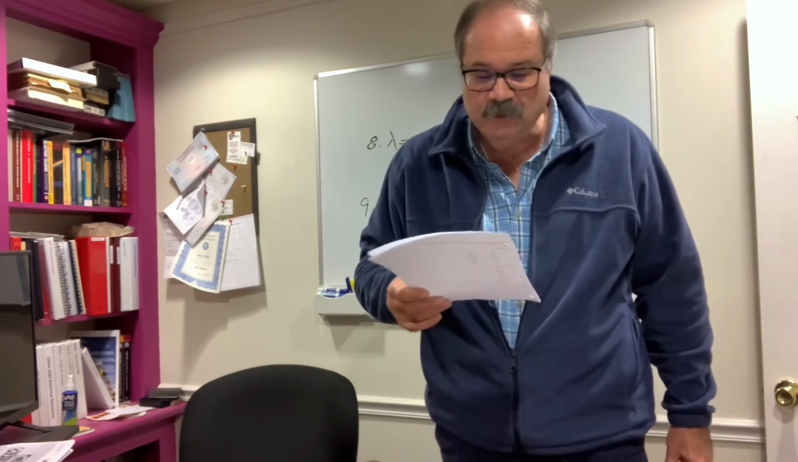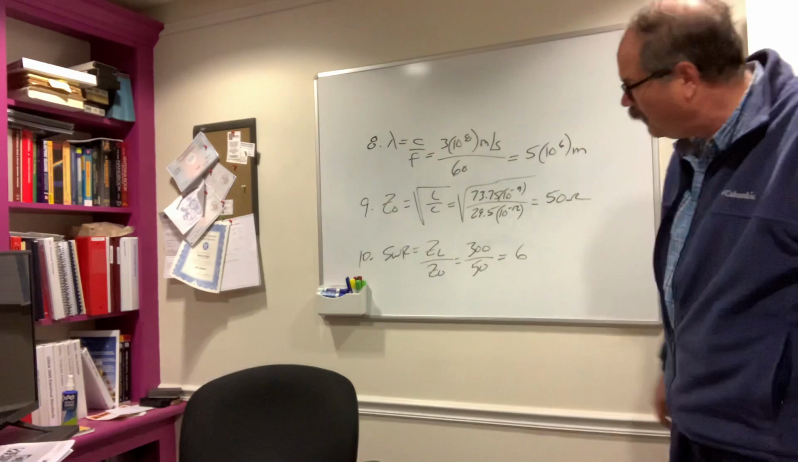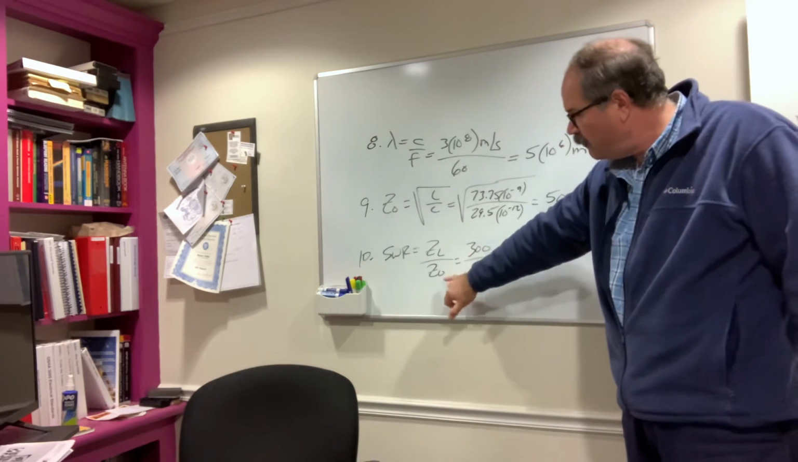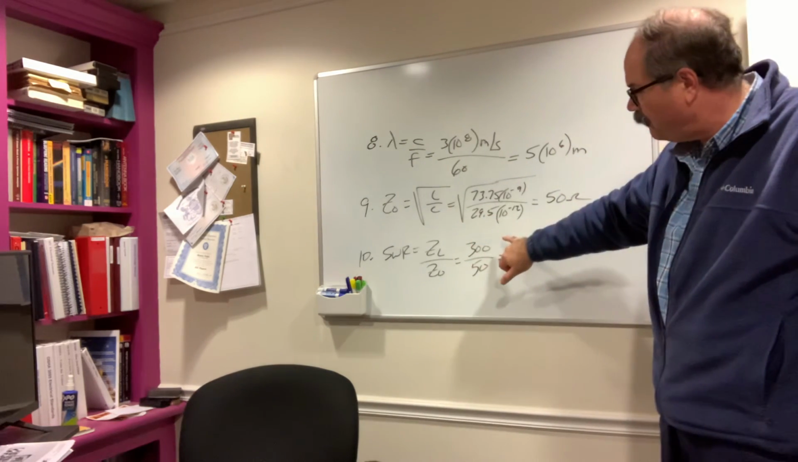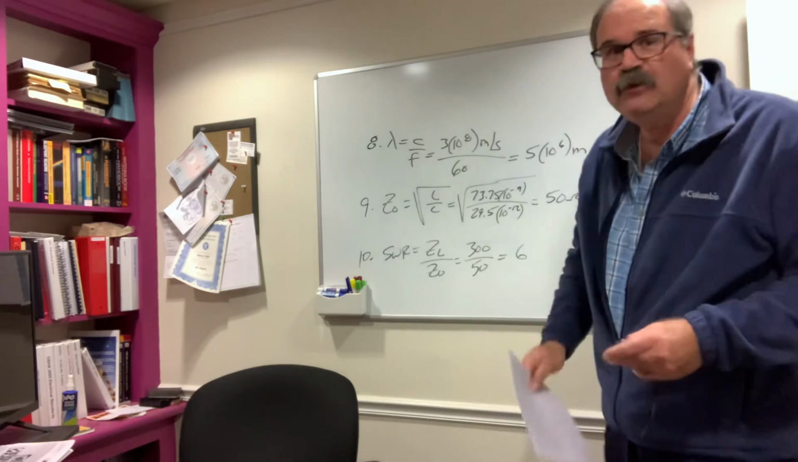And then the last question, question 10, calculate the SWR when the characteristic impedance is equal to 50 ohms and the load impedance is equal to 300 ohms. So the expression for SWR is going to be the load impedance divided by the characteristic impedance. So I plug the numbers in, 300 divided by 50 is going to give me an SWR of 6.